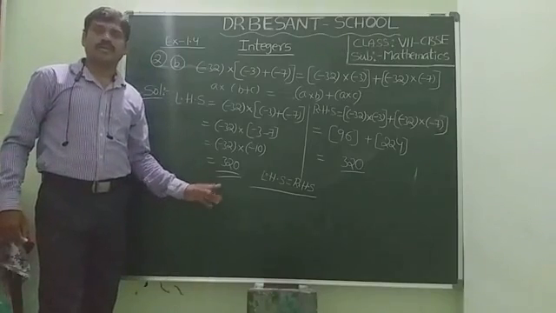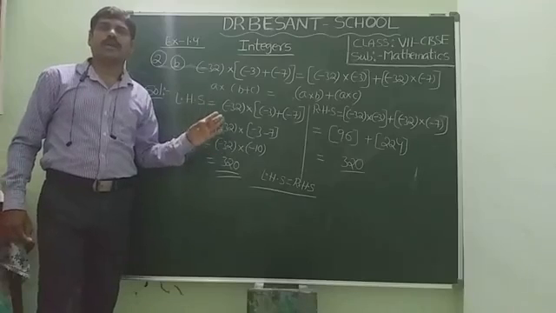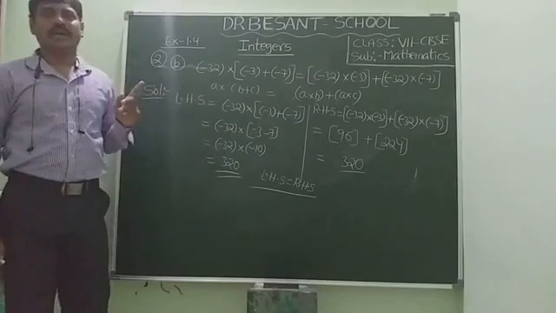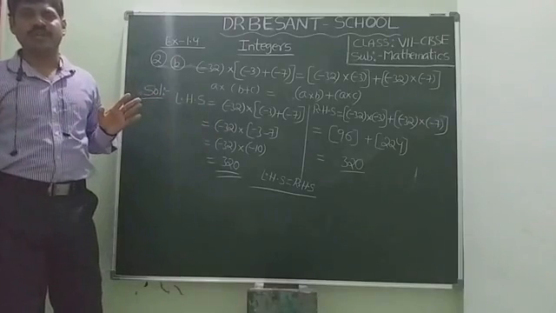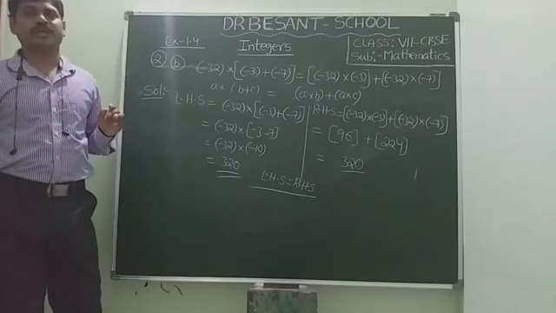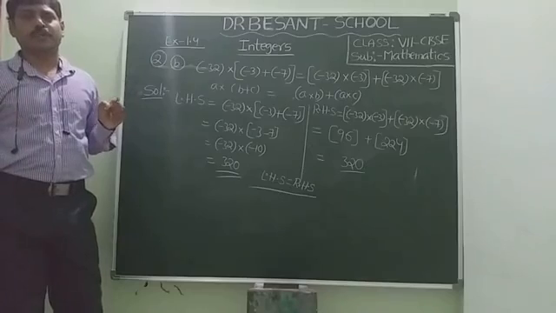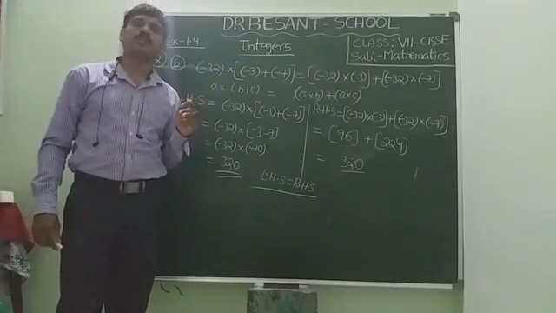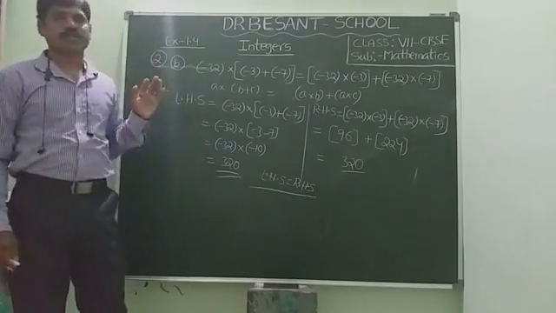Understood? So this question depends on which property? Distributive property of multiplication over addition. I hope you understood very well. So A solution and B solution totally depend on the distributive property of multiplication over addition. I hope you understood very well. Okay, note down, children.